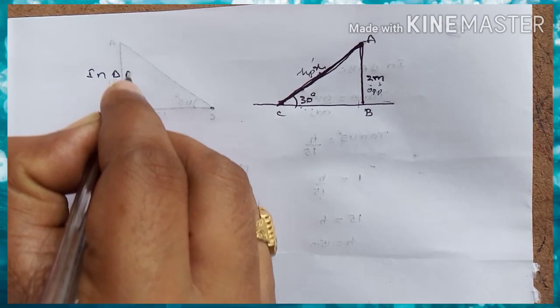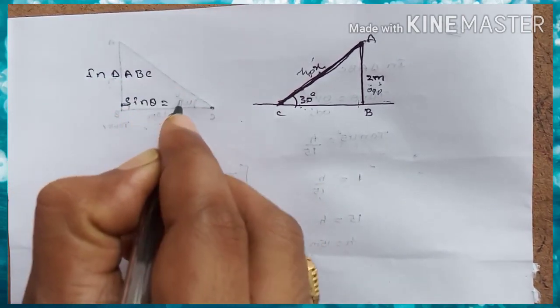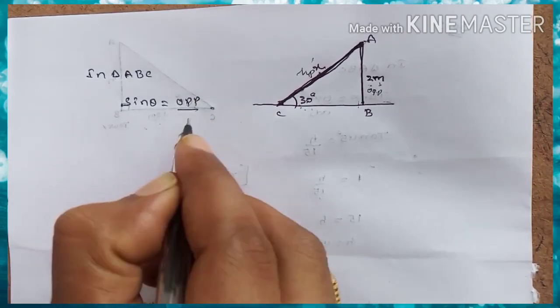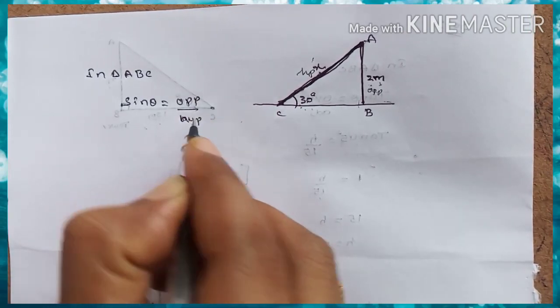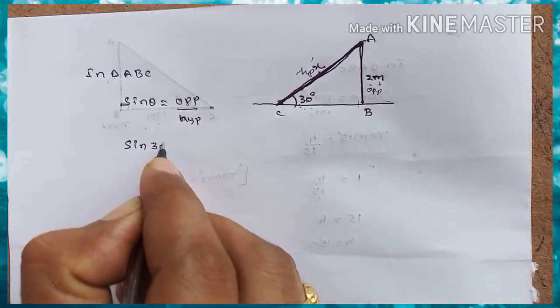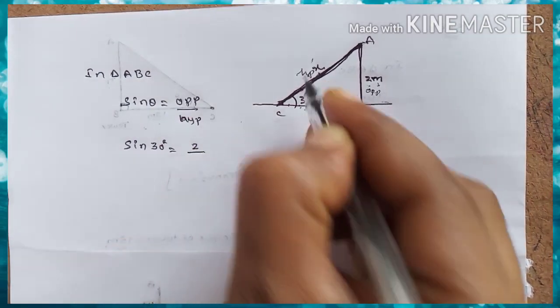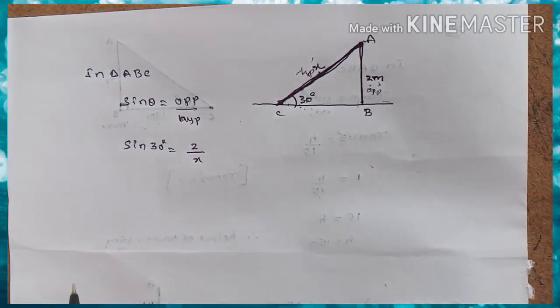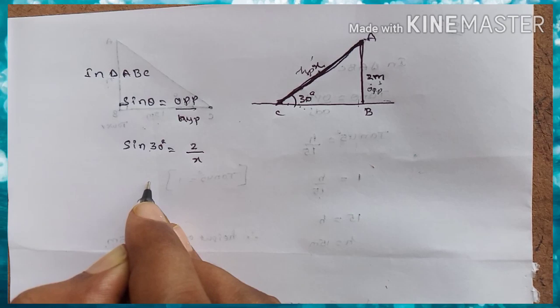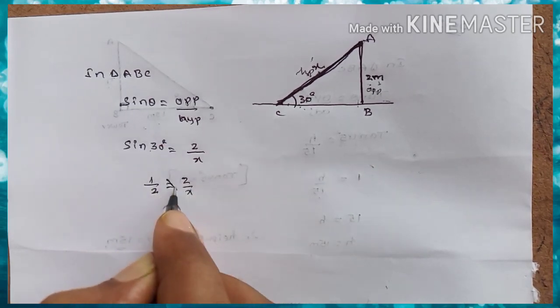In triangle ABC, we can apply sin theta is equal to opposite side by hypotenuse. Theta is equal to 30 degrees. Opposite side is equal to 2, hypotenuse is equal to x. Sin 30 value, how much? Sin 30 is 1 by 2, equal to 2 by x.